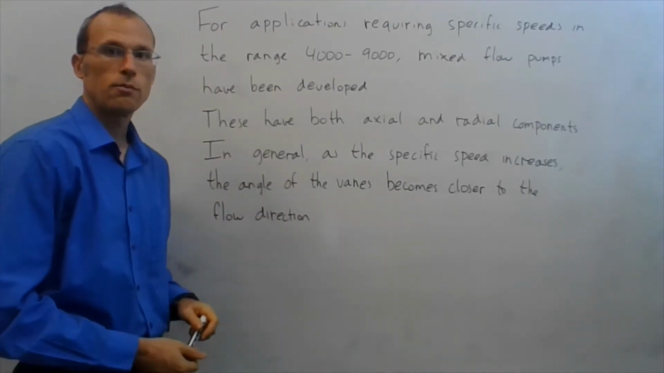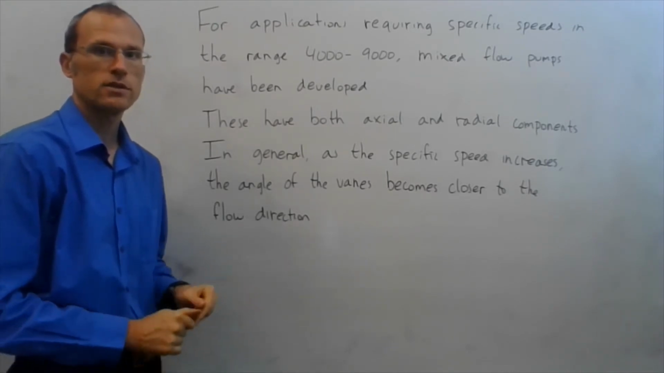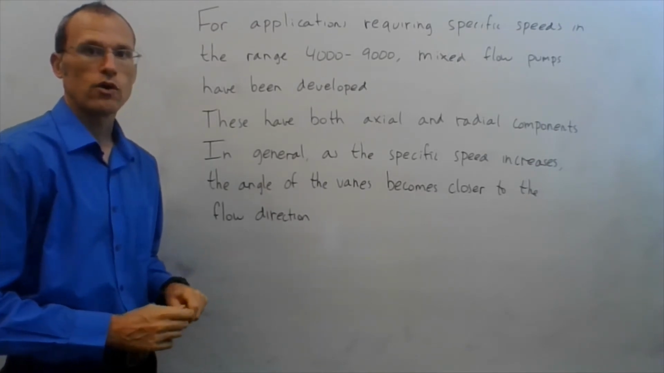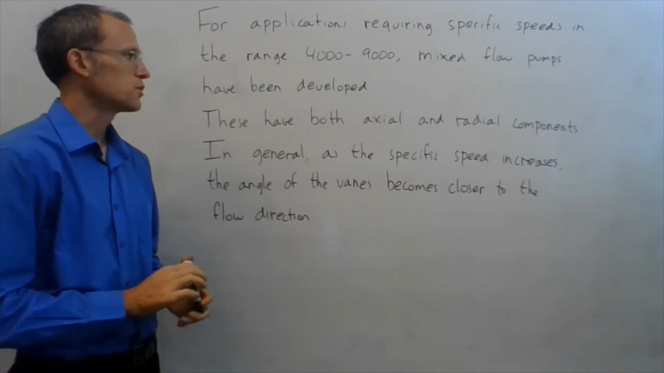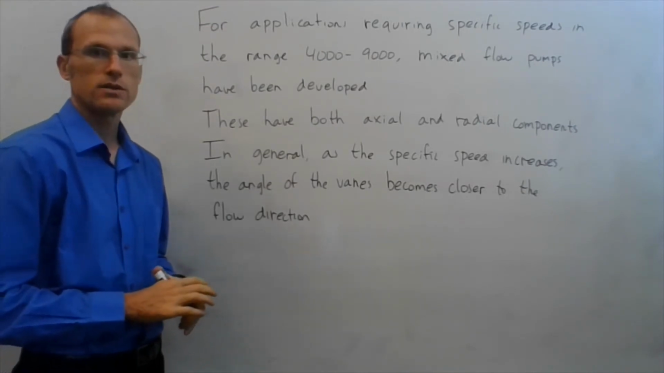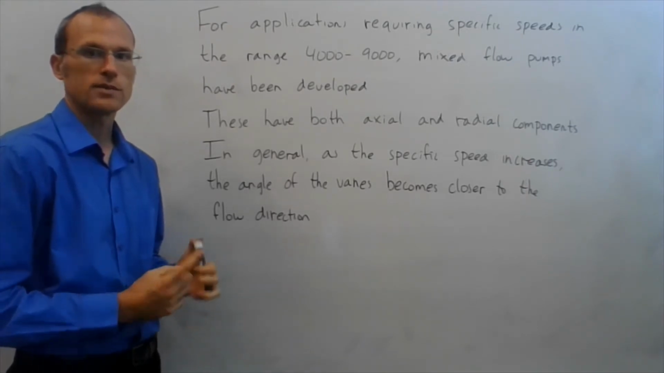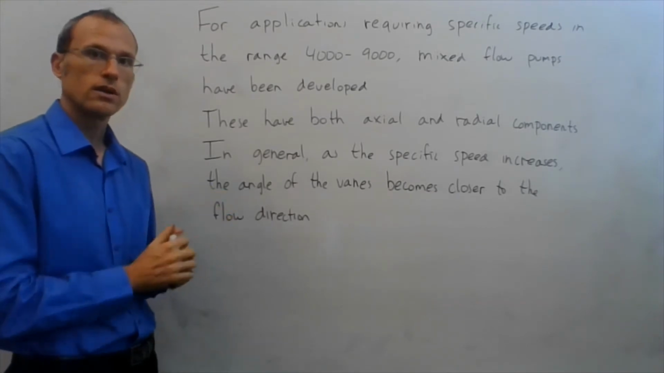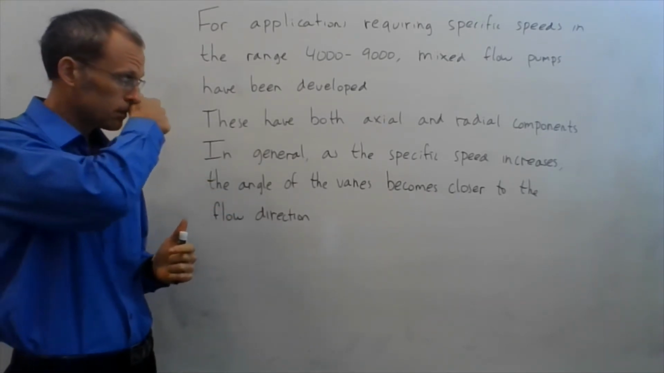So centrifugal flow pumps are good for low specific speeds. Axial flow pumps are good for high specific speeds. There's also the intermediate range between 4,000 and 9,000, where mixed flow pumps have been developed, a compromise between the two. So these have both axial and radial components. Instead of centrifugal flow pumps where flow comes out purely radially, or axial flow pumps where the flow comes out purely axially, these have some angle between them where the flow comes out.